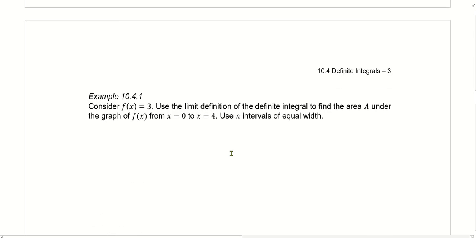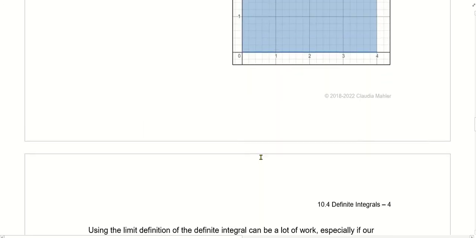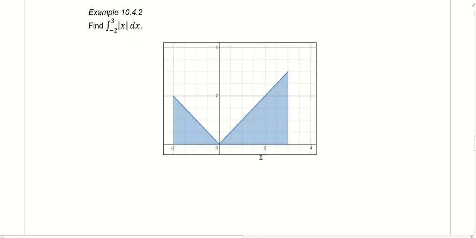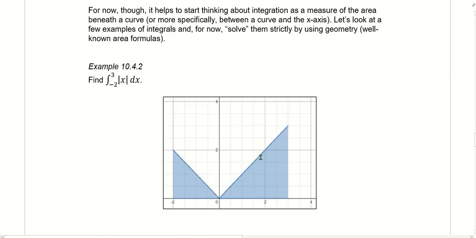So the next things I want to do, this first one is I want to use that limit definition of the definite integral, taking the limit of that Riemann sum, to show that we get an exact area using the definite integral definition. So that's what we're going to do here with a pretty simple function. I've got a picture of it here, just a rectangle. And then I want to do just a couple examples where we're considering, again, that relationship between the definite integral and area.